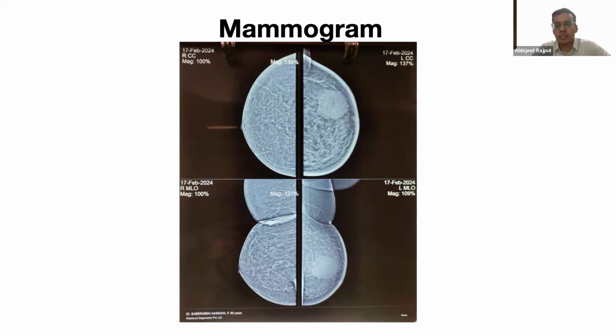Ma'am, I will repeat the bilateral mammo sonogram. What will you achieve by repeating it? I will look for the remaining breast tissue and the contralateral breast, whether it has spread to the contralateral breast or not.